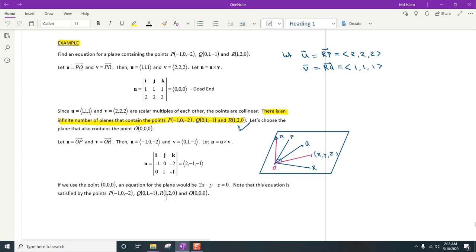If you plug in x, y, z equal to 0, 0, 0, then it satisfies the plane. If you plug in x equals 1, y equals 2 and z equals 0, then 2 times 1 is 2, minus y equals 2 is also 2, and z equals 0, so both sides become 0. So all of these points satisfy this equation. That means all of these points lie on this plane.